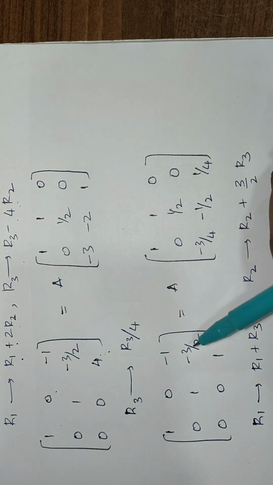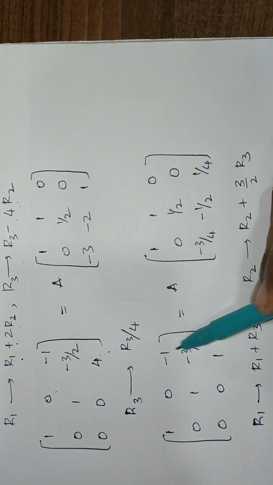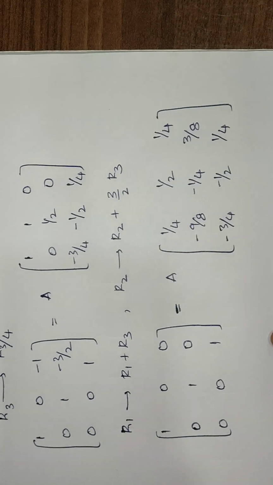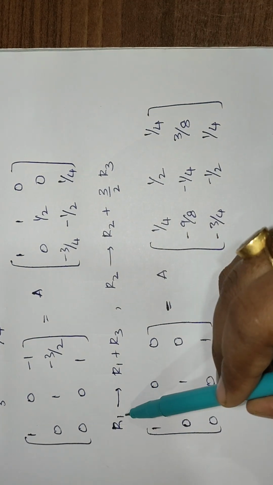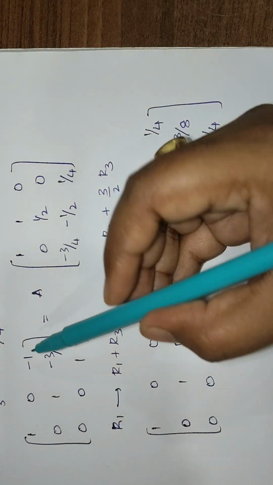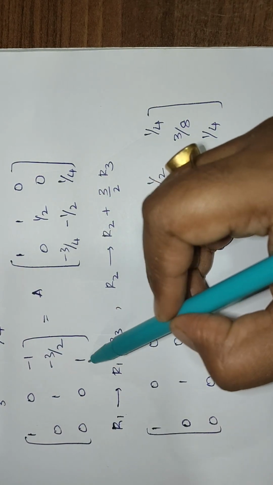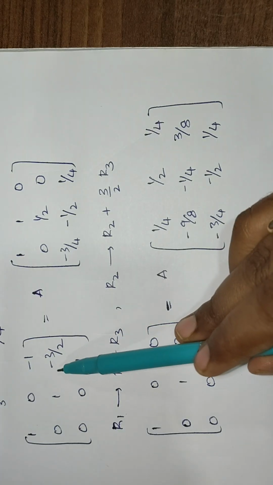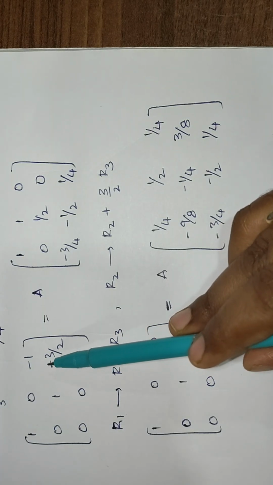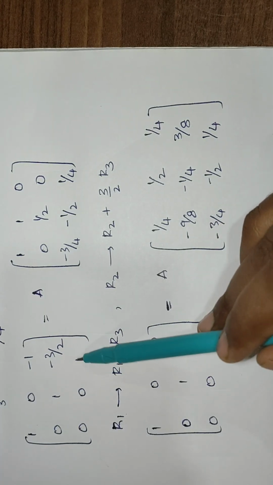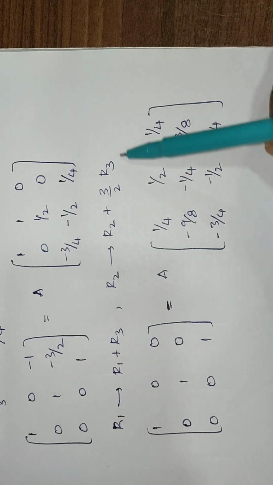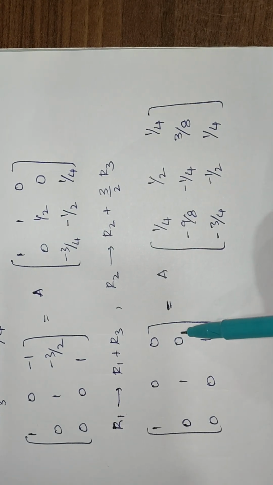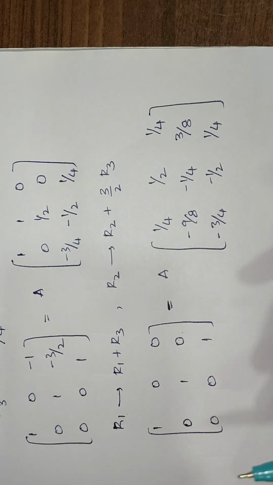Now I will make these two 0 using this row. For that the transformation used is R1 changing to R1 plus R3, because we have minus 1 and here we have plus 1. So minus 1 plus 1, and here we have minus 3 by 2 plus 3 by 2 into R3. So that is the transformation. This will become 0 and the remaining things will be unaltered.